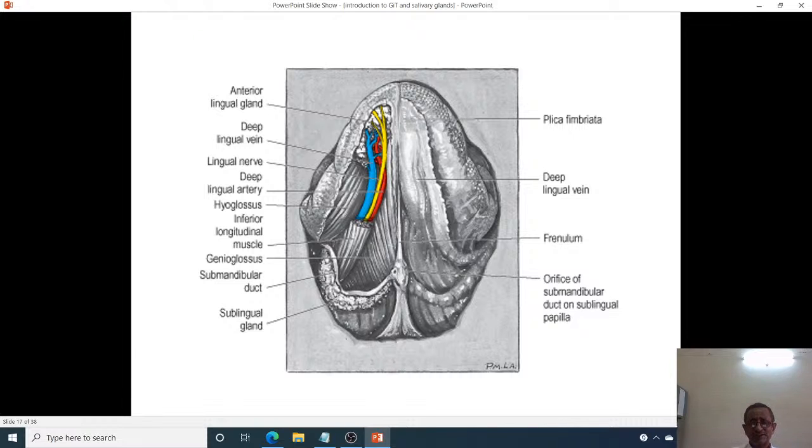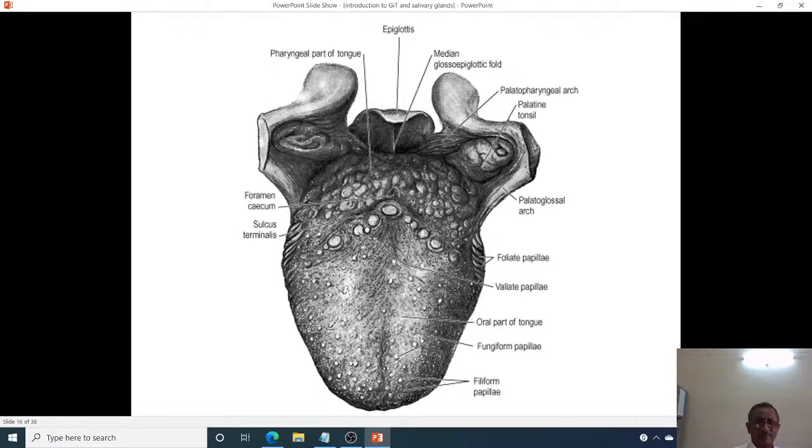The dorsal surface has the anterior two-thirds with many papillae, and of course there is a row of circumvallate papillae in front of the sulcus terminalis, which divides the tongue into anterior and posterior parts. The posterior part has most of the lymphatic structure, which we call the lingual tonsil, and then the anterior surface has the filiform papillae, fungiform papillae, and of course circumvallate papillae. We call them circumvallate because they appear as if present in a well, surrounded by a well.